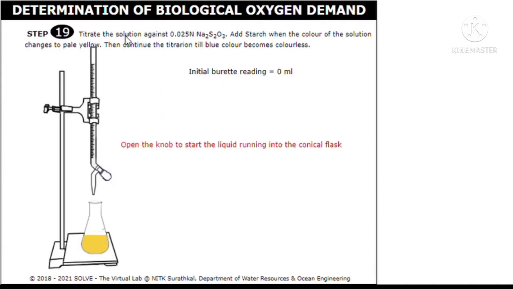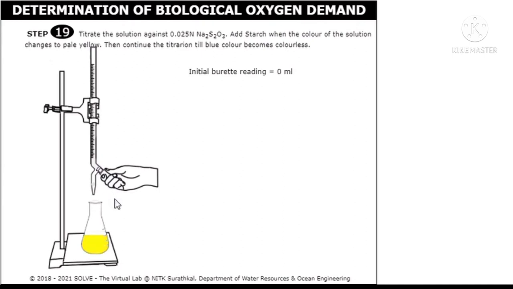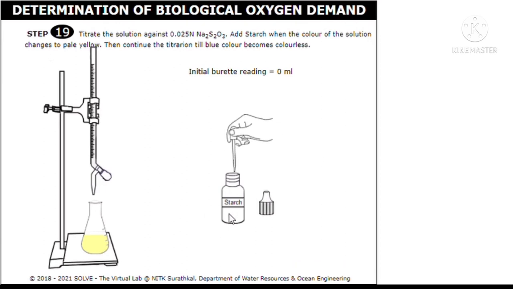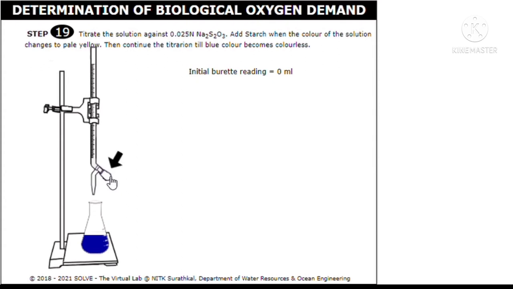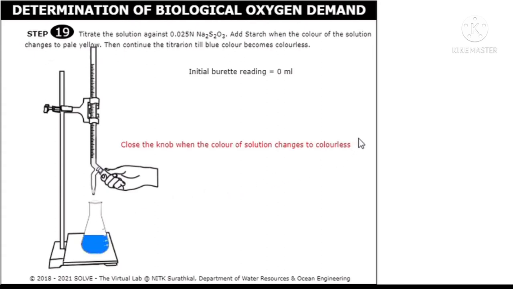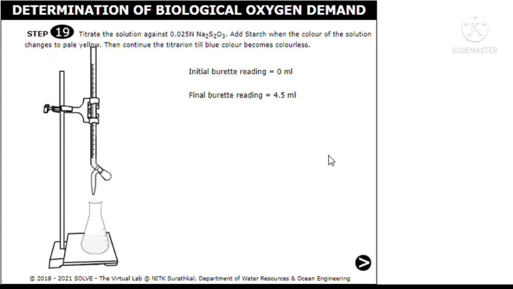Step 19. Titrate the solution against sodium thiosulfate. Open the knob to start the liquid running into the conical flask. Initial burette reading is 0 ml. Secondly, add 1 ml starch once the color of the solution changes to pale yellow. Now, the color changes to blue. Then continue the titration till the blue color becomes colorless. And the final burette reading is 4.5 ml.